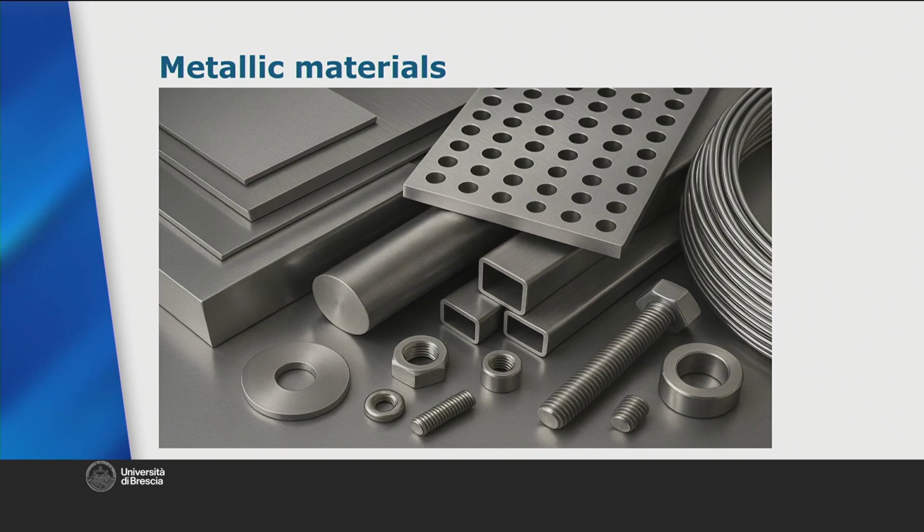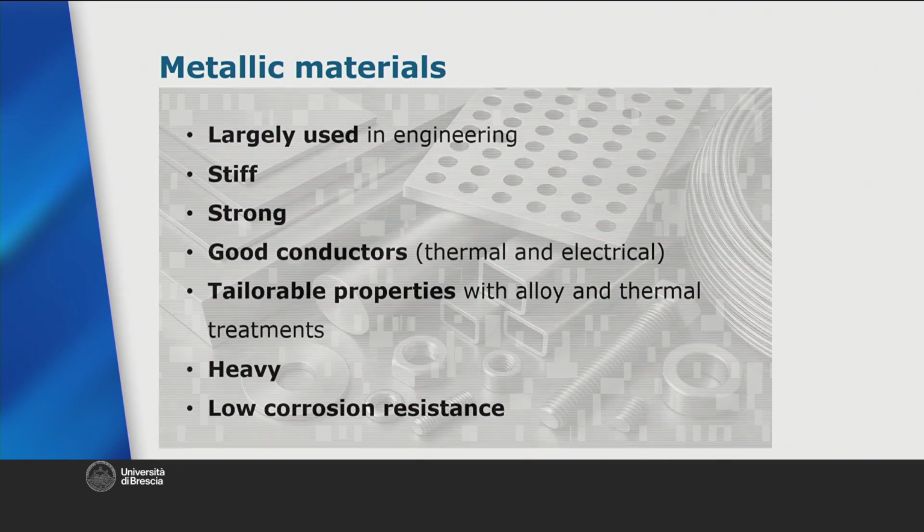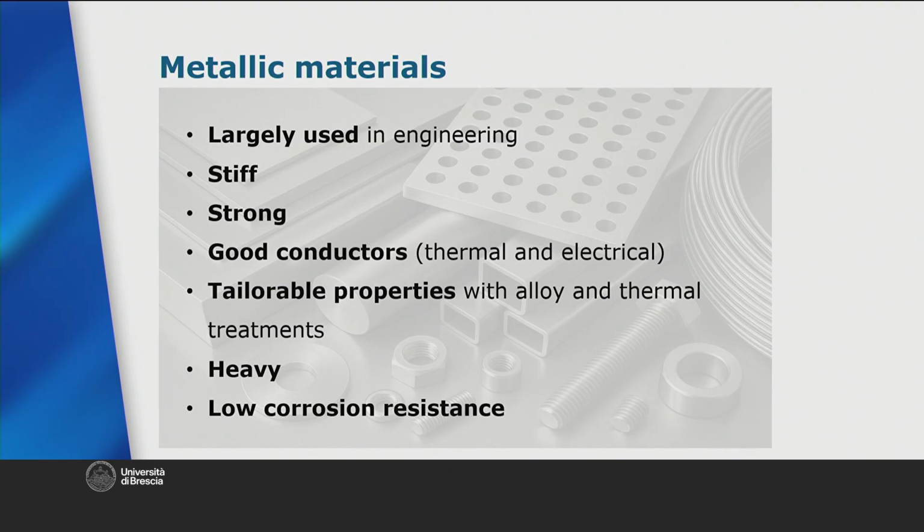Let's start with metallic materials. They are widely used for structural applications, mechanical components, and electrical systems. They are rigid, strong, and excellent conductors of heat and electricity. Their properties can be improved with alloys or heat treatments. However, they are heavy and, if not protected, they rust.